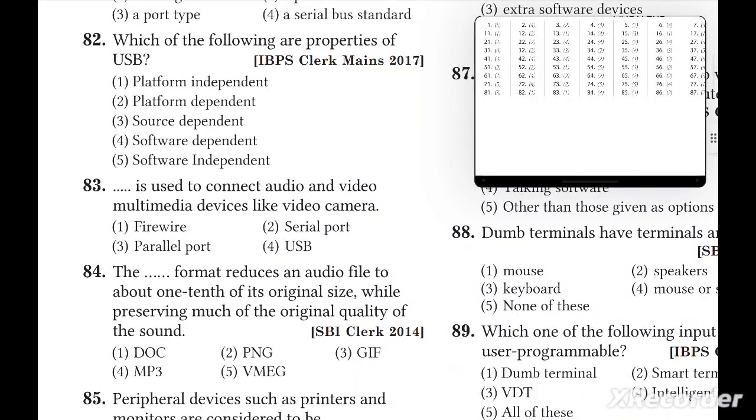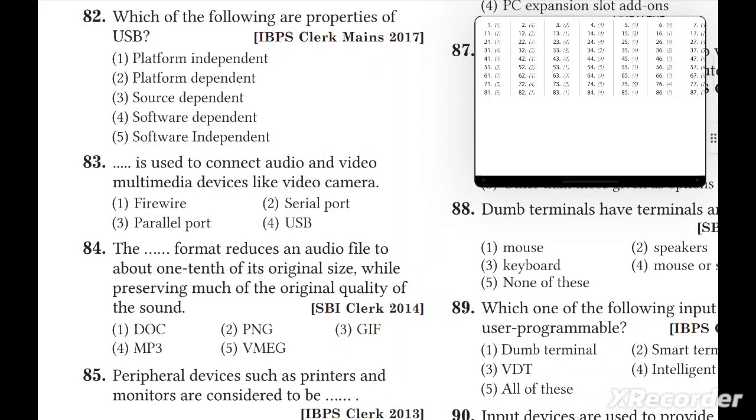Next, which of the following are properties of USB? First, platform independent, second, platform dependent, third, source dependent, fourth, software dependent, fifth, software independent. The correct answer is first, platform independent.